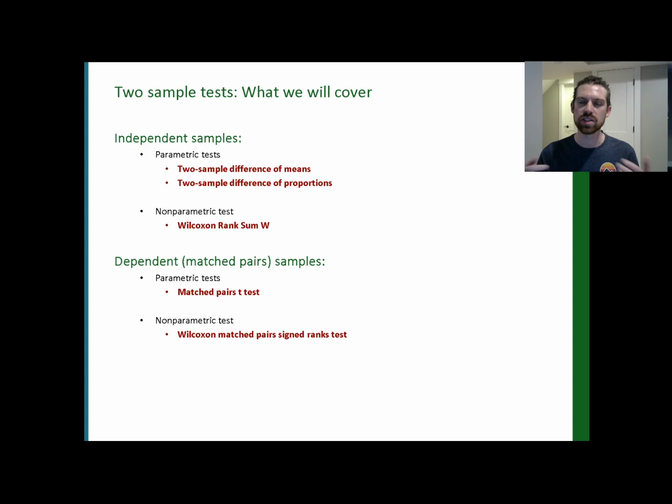This is why you have these two different approaches, because they measure different things, and there would be different errors. Within that, we've got the tests which focus on normally distributed data, and the tests which focus on non-parametric, non-normally distributed data types. We'll cover these today: the two sample difference of means, the two sample difference of proportions test, the Wilcoxon rank sum test, and then the matched pairs t-test, and the Wilcoxon matched pairs signed ranks test.